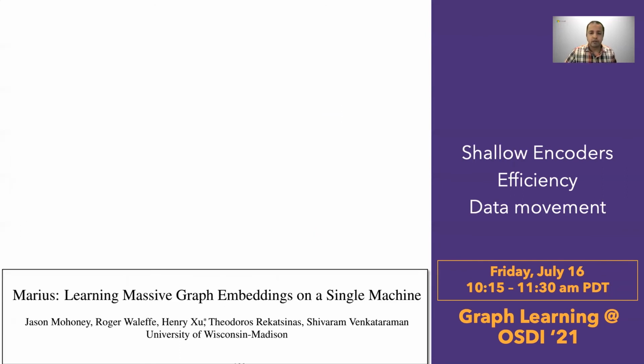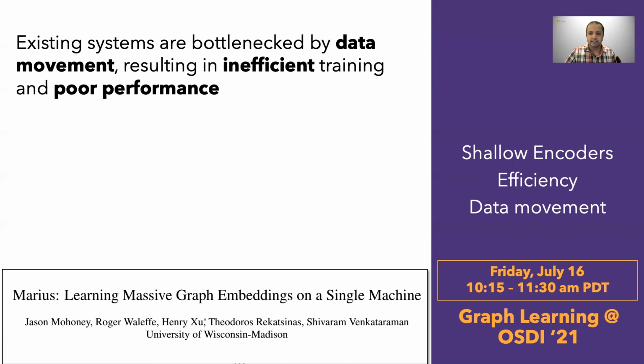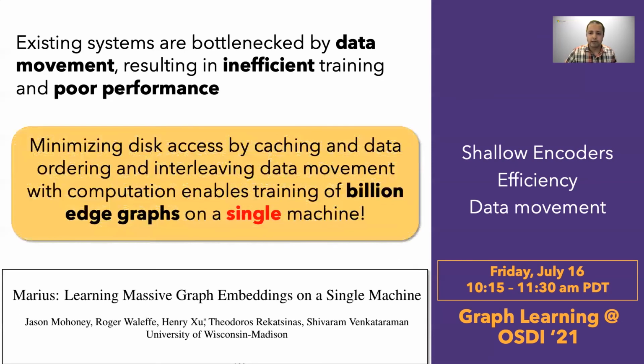The fourth paper focuses on shallow encoding compared to deep encoding in all the other papers, and observes that current systems that are used for knowledge graph embeddings are bottlenecked by data movement. This is in line with the observation made by the first paper, that will be presented at ATC. They propose a novel way of reducing disk access and combine it with pipelining the I/O and computation to solve this problem. Using their technique, they show that it's possible to train a billion-edge graph on a single machine.